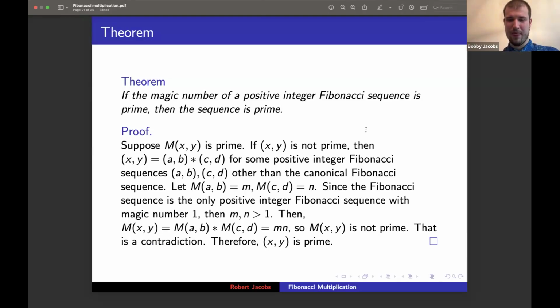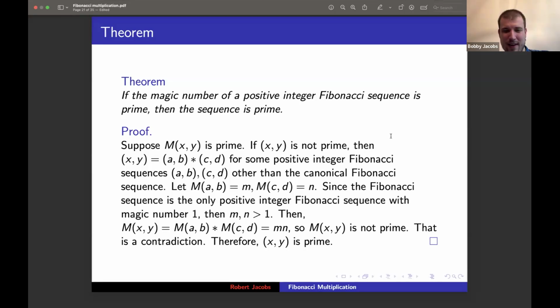other than the canonical Fibonacci sequence, which is the regular one: 1, 1, 2, 3, 5, and so on. And let m of AB be m and m of CD be n. It turns out that the regular Fibonacci sequence is the only positive integer Fibonacci sequence with magic number 1. So that means that m and n have to both be 1, since these are sequences other than the regular Fibonacci sequence. And it turns out that magic numbers actually do multiply.